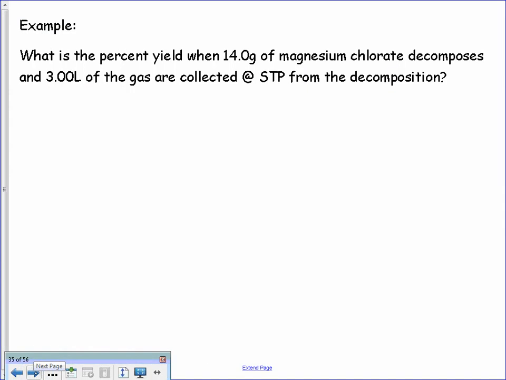Okay, so let's try our own. The question is, what's a percent yield? So stop there. How do you find percent yield? Good. Actual yield over theoretical times 100. So that's really what our question is. So let's piece together what we have and what we don't have yet. What's the percent yield when 14 grams of magnesium chlorate decomposes and 3 liters of the gas are collected at STP from decomposition? Ooh, a lot of information, right?